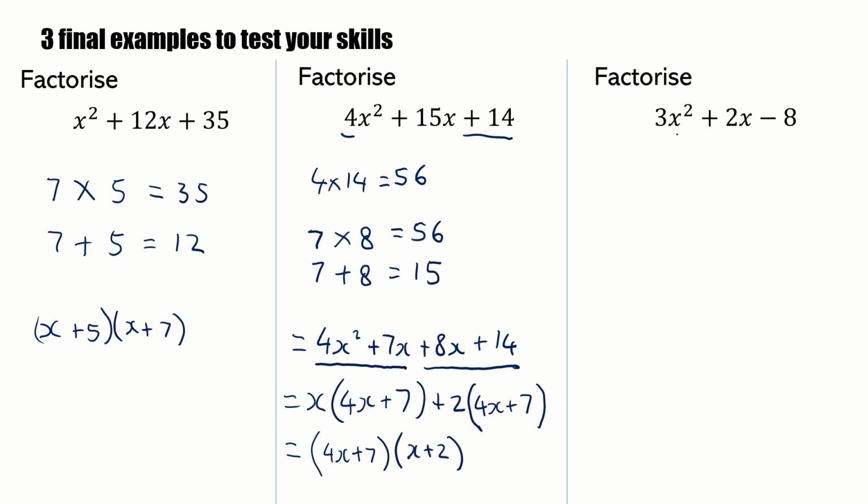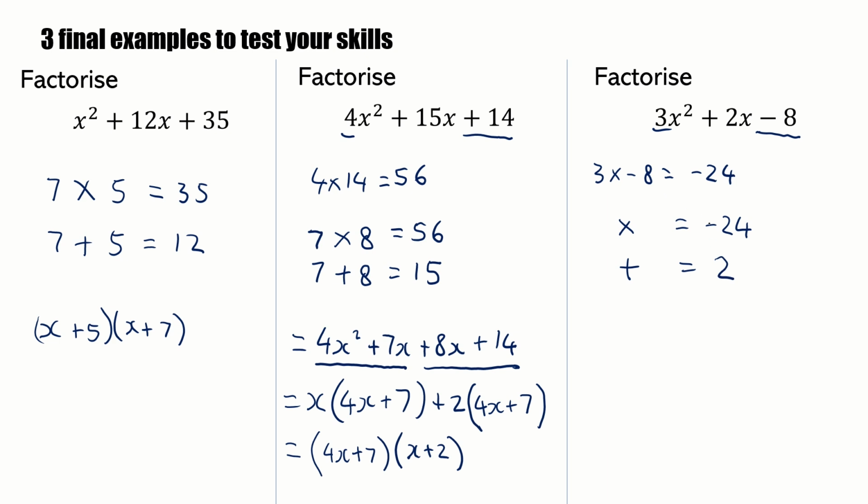On to the third example. We start by multiplying the first and the last term together. Watch out, that last term is a minus 8. So it's 3 times minus 8, which would be minus 24. We have, therefore, the challenge of having to look for two numbers that multiply together to make minus 24, but still add to make positive 2.